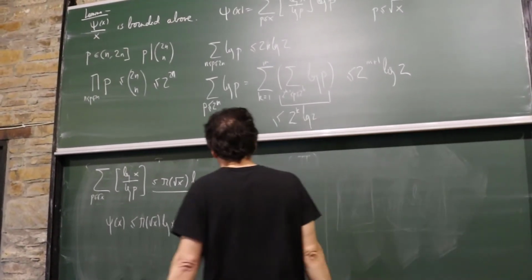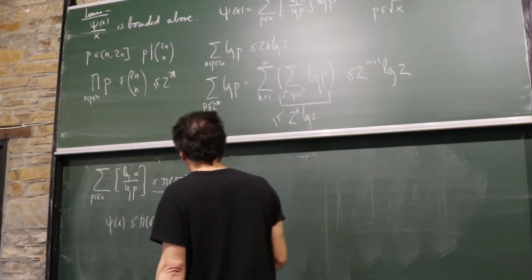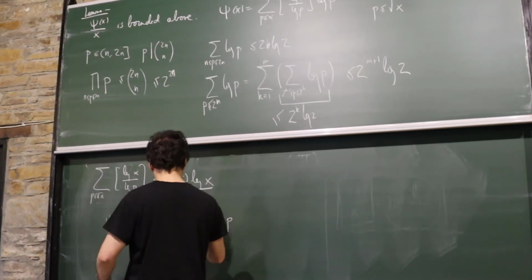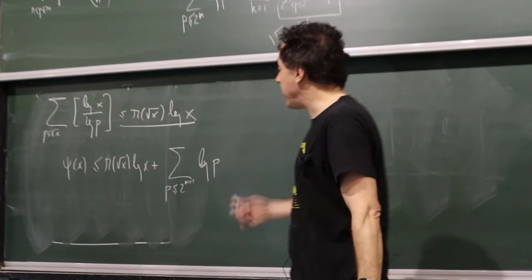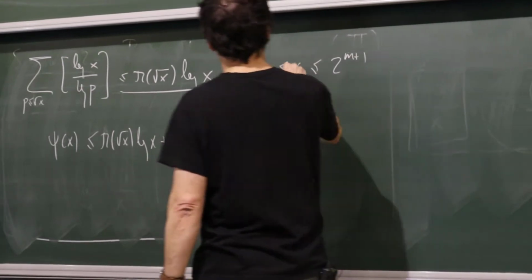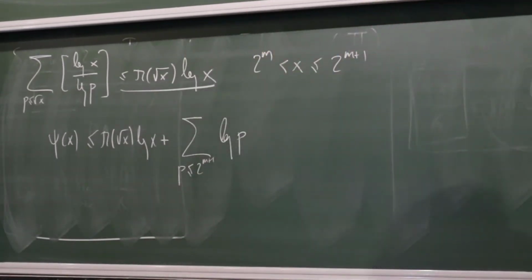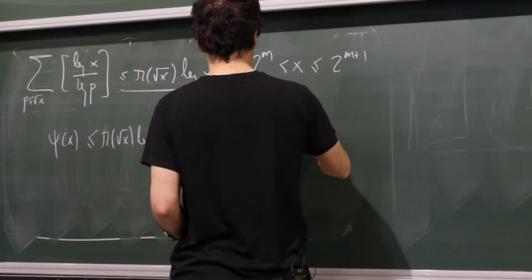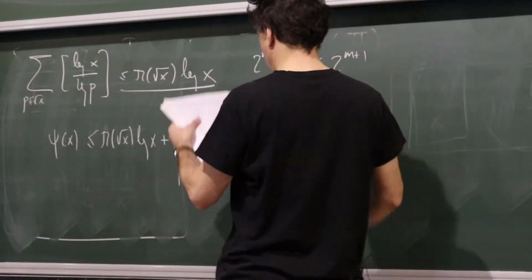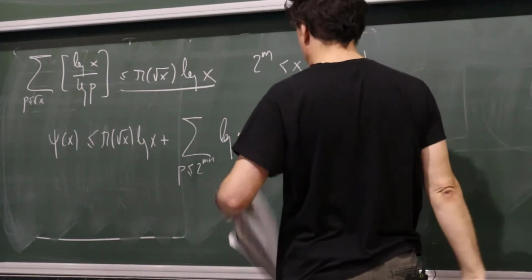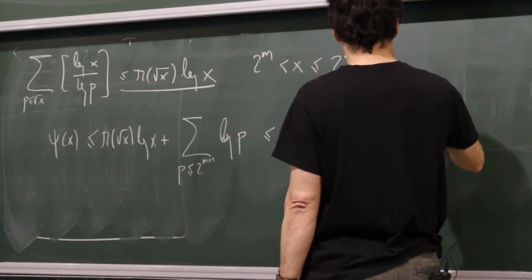So I write sum of log p, and I'm going to write here p smaller or equal than 2 to the m plus 1, where we take m big enough, we take some m satisfying these bounds, okay? So we have this sum here, and this is smaller or equal than pi of, plus by this previous result here, this is 2 to the m plus 2 log 2.